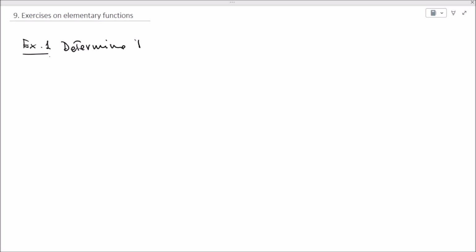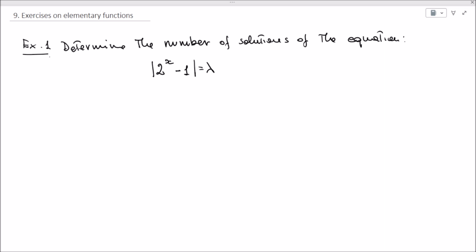Determine the number of solutions of the equation |2^x - 1| = lambda, with lambda being a real parameter. In other words, what we're trying to see here is how many solutions this equation has for each possible value of lambda.